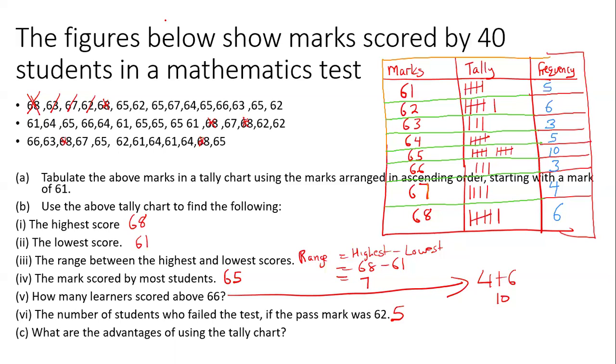Isaac? It prevents overcrowding. Okay, thank you. Good. Pat? It helps someone to get the highest and lowest mark easily. Okay, very good. Helps someone to get the highest and lowest. Taus? It is beautiful. It tells the importance of tallying, better tallying.